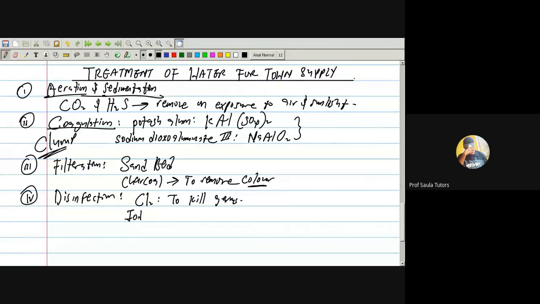Also, we add iodide salt. Iodide salt is to do what? To prevent goiter. Don't forget that in biology, we have a particular gland located at the neck region, and that is called the thyroid gland. There's an endocrine gland located at the neck region called the thyroid gland.